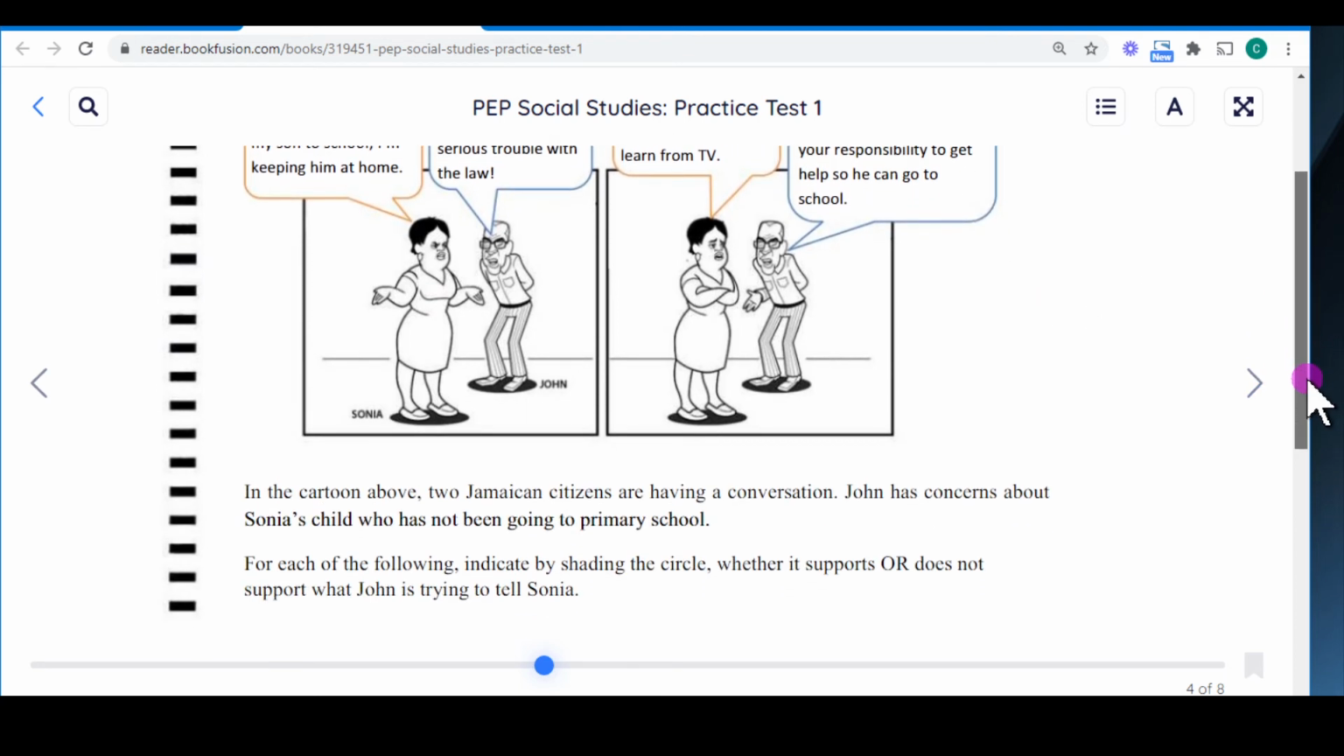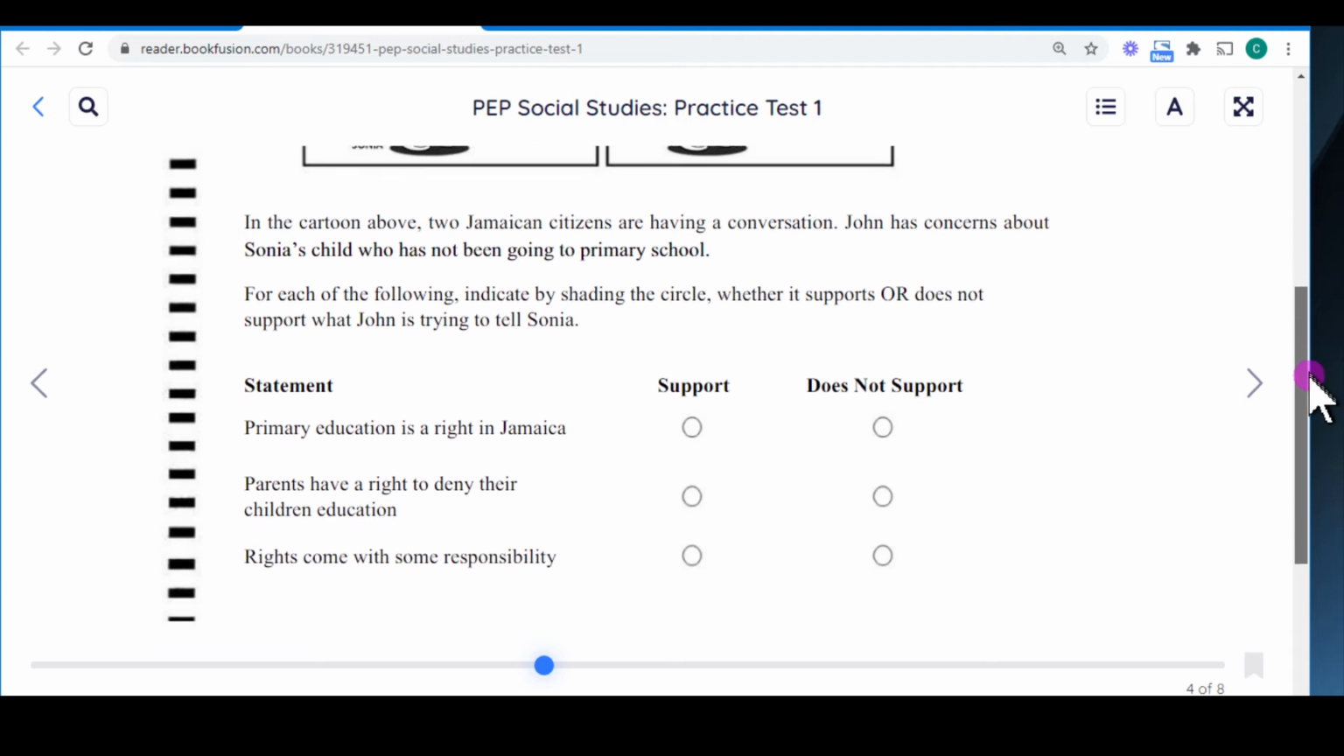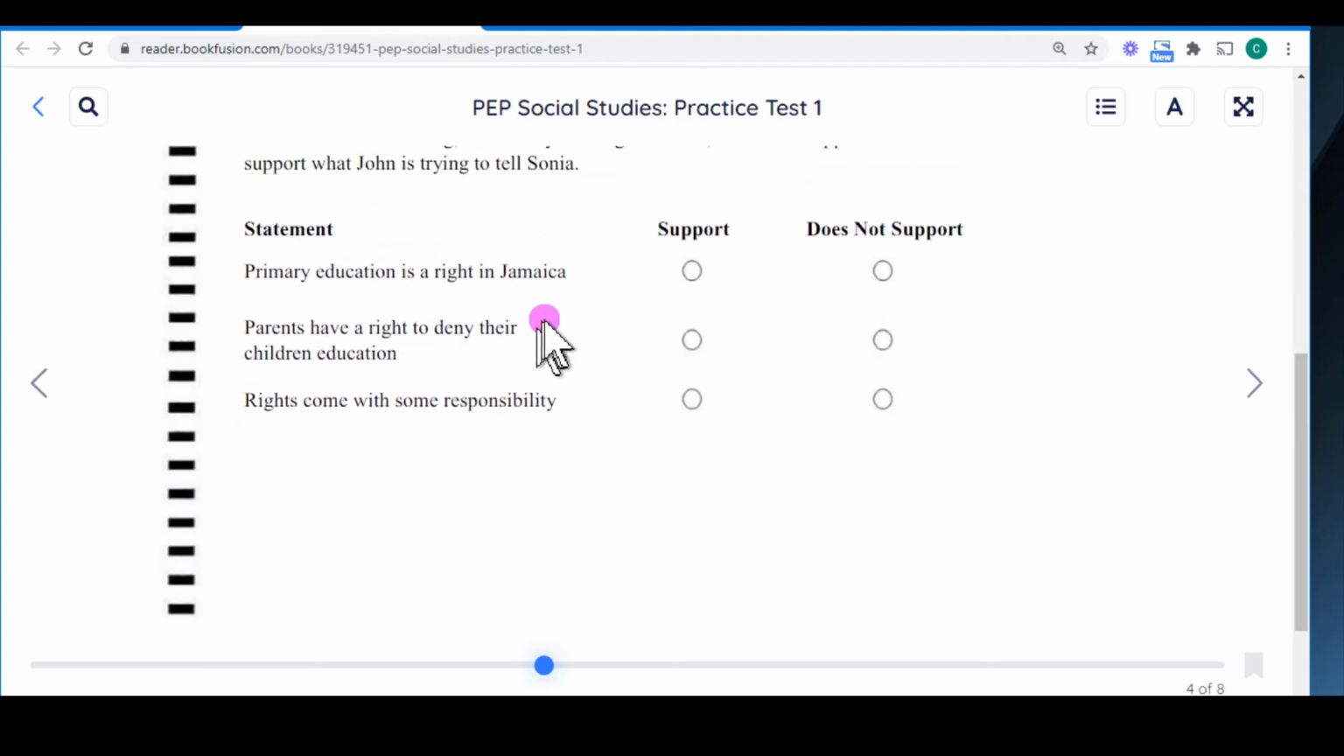All right, so I've read it twice. So in the cartoon above, two Jamaican citizens are having a conversation. John has concerns about Sonia's child who has not been going to primary school. Okay, for each of the following, indicate by shading the circle whether it supports or does not support what John is trying to tell Sonia. All right, let's go with this now. So here are the statements, and we need to indicate whether this statement supports or does not support.